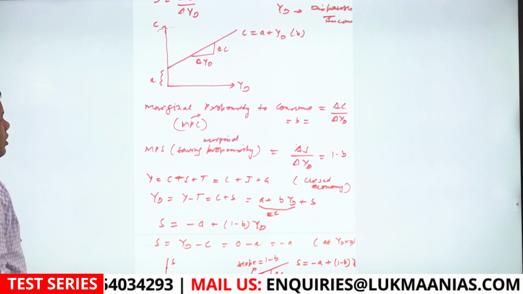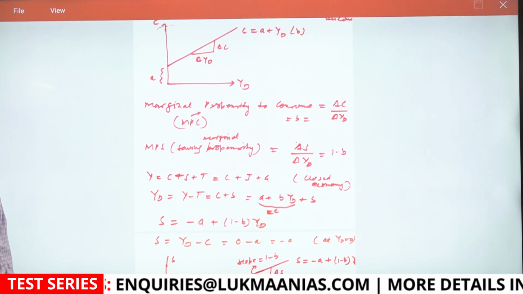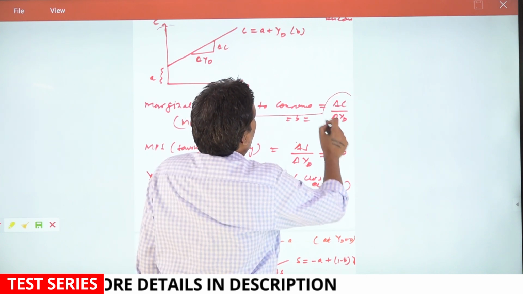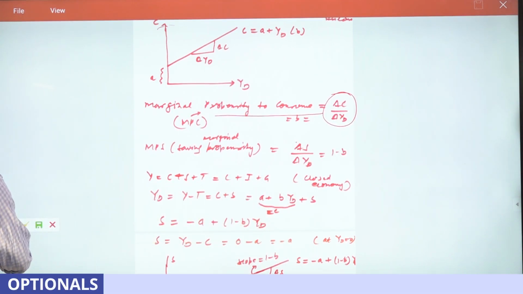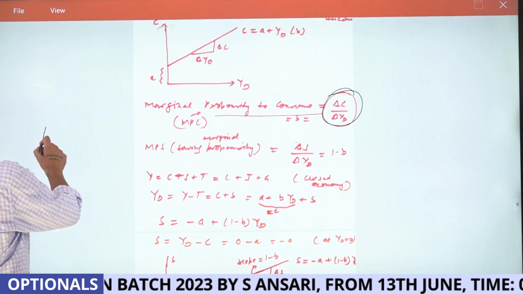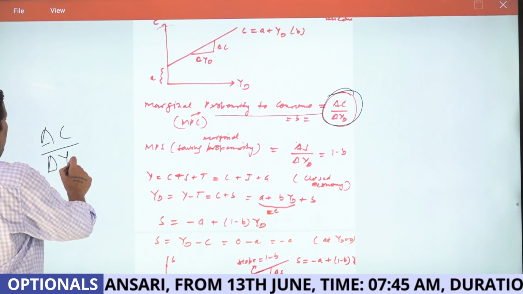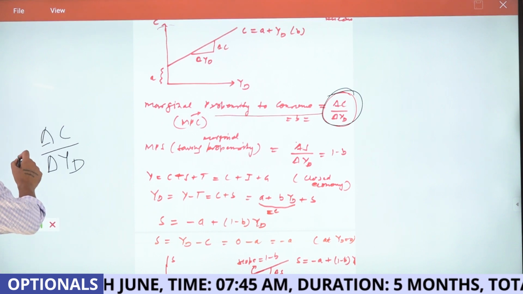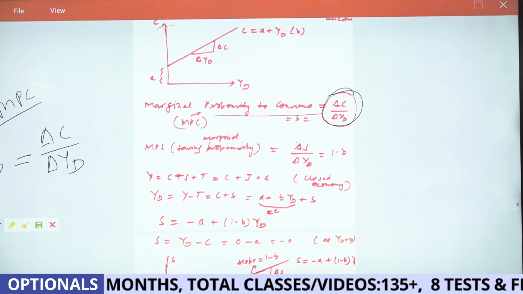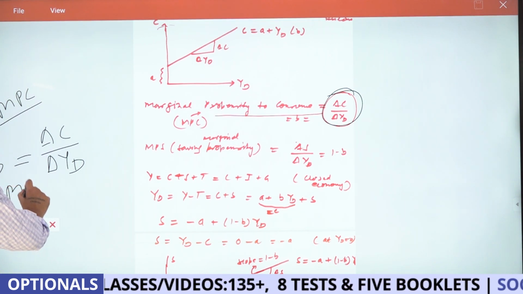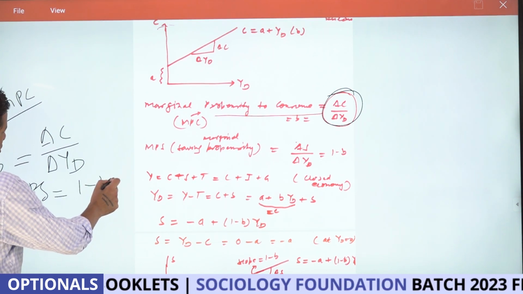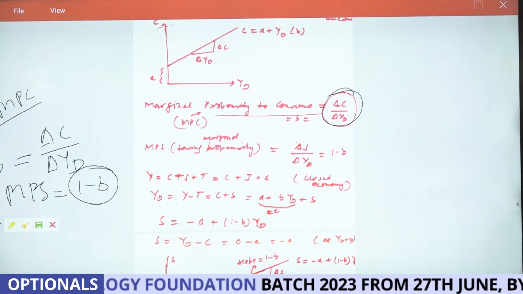Now, you must understand two things. Just a minute. Marginal propensity to consume, that is equal to B, is equal to delta C upon delta YD. Okay, this is your B, and this is called marginal propensity to consume. Okay, marginal propensity to save. Similarly, whatever you are consuming, 1 minus that you are saving, right? This is called 1 minus B is equal to marginal propensity to save.